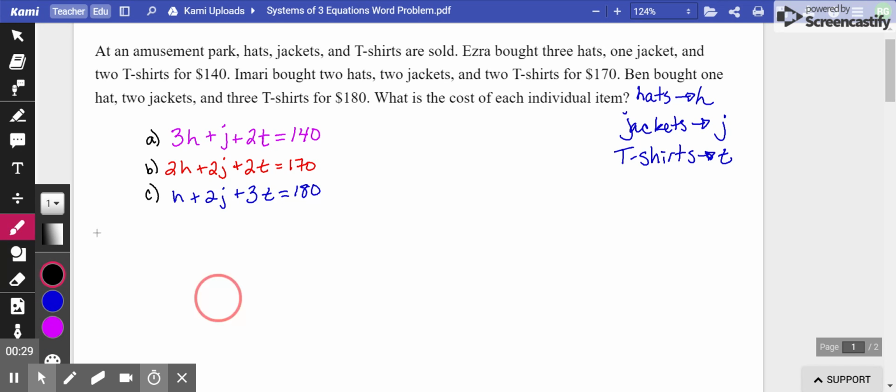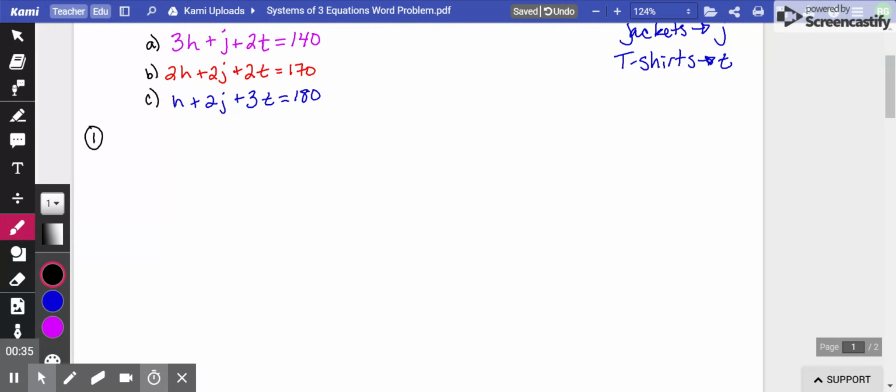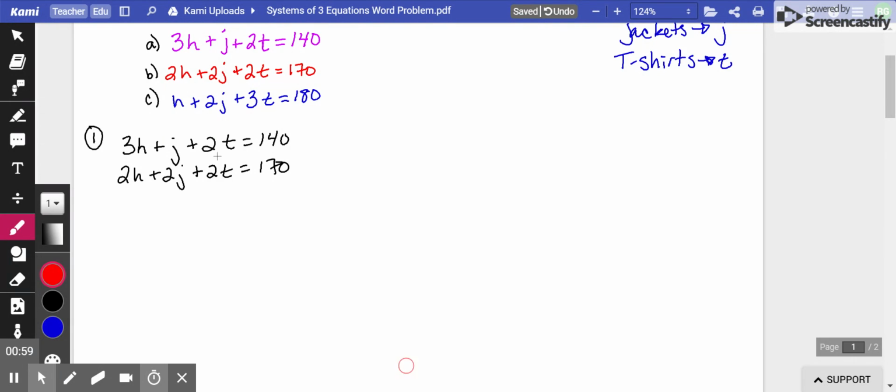So step one is to pick any two equations and eliminate a variable of your choice. I'm going to pick equations A and B. Equation A was 3h plus j plus 2t equals 140. Equation B was 2h plus 2j plus 2t equals 170. I'm going to use the process of elimination or linear combination, and I'm going to pick any variable to eliminate. I'm going to choose to eliminate t, simply because they already have the same coefficient. The only thing you need to do is make them opposite signs. So I'm going to multiply the bottom equation by -1.